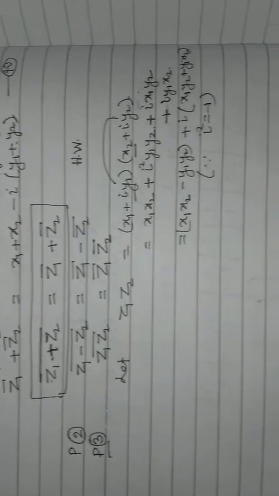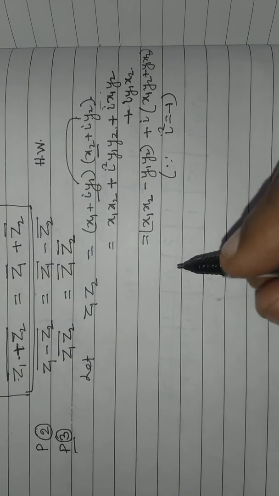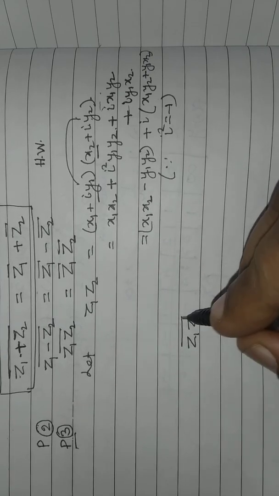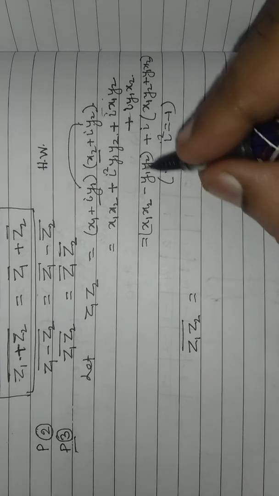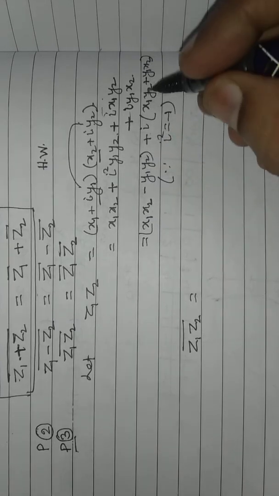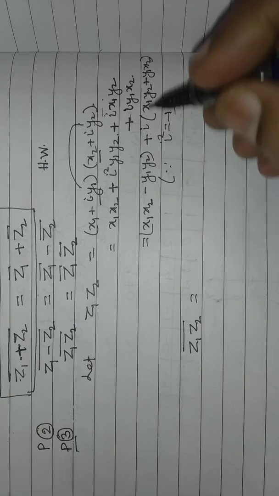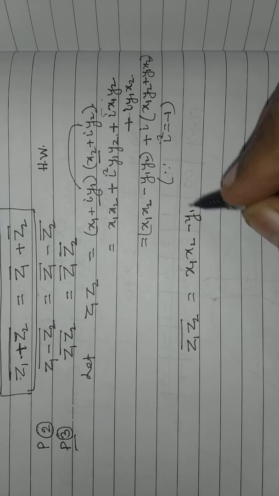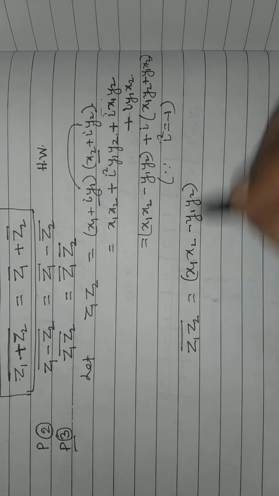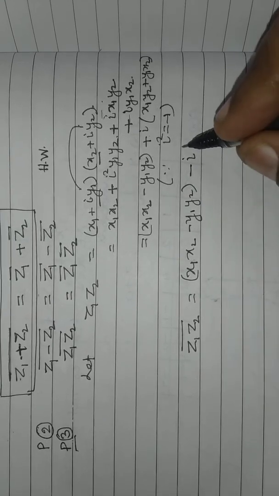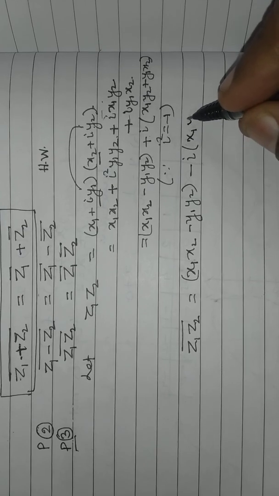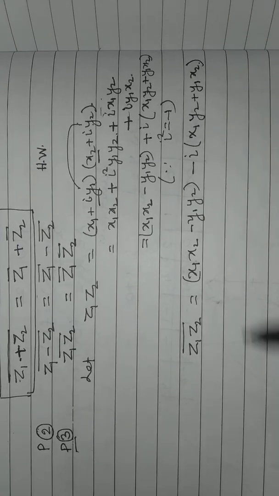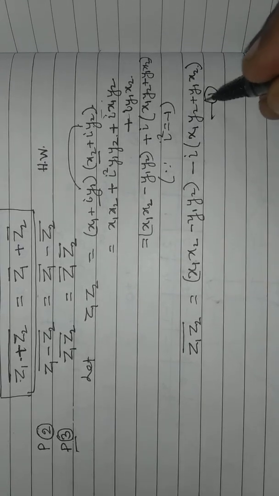Now we will take the conjugate of the product of z1 and z2. Here this is the real part and this is the imaginary part, so this sign will become minus. So x1 x2 minus y1 y2 is the real part, and then minus I times x1 y2 plus y1 x2. This is taken as equation number 1.